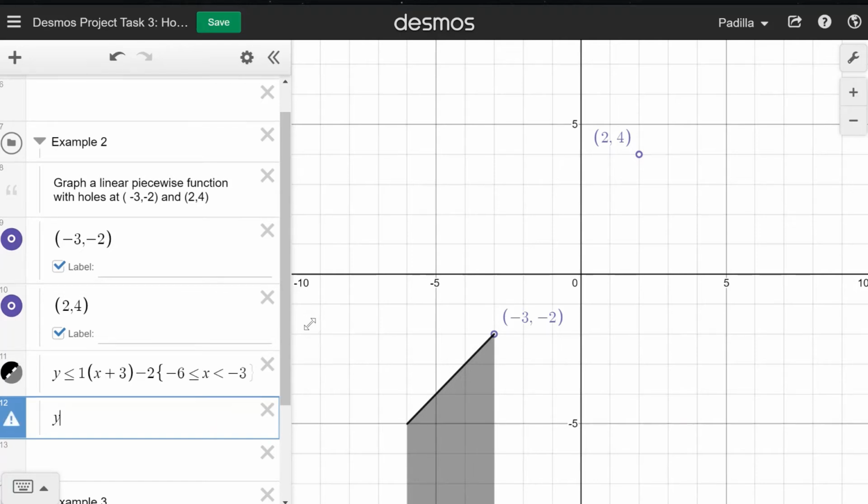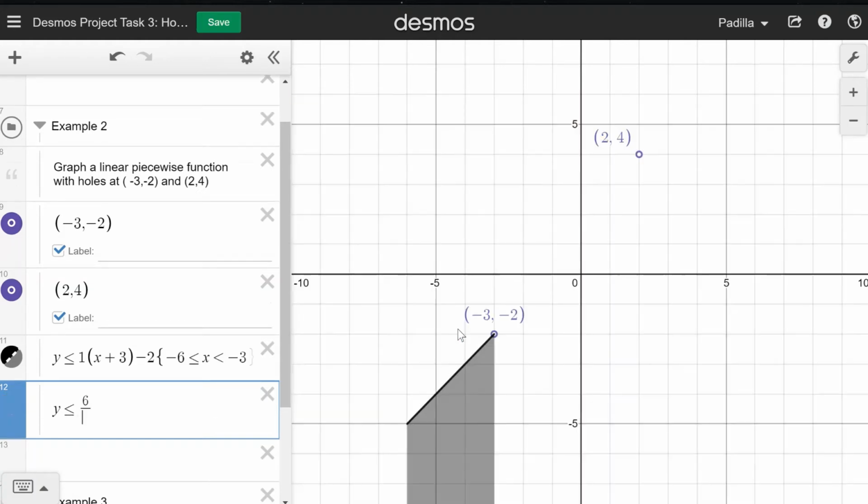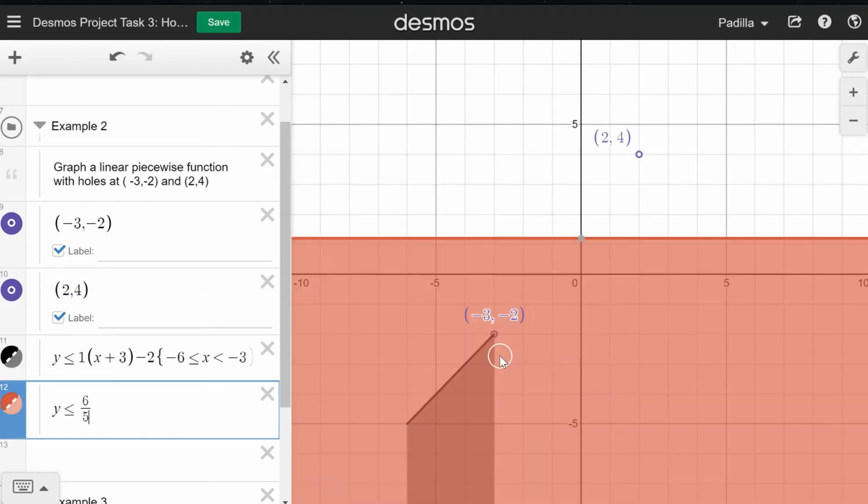So y is going to be less than or equal to... the slope here is going to be a positive one. The rise is going to be from negative 2 to 4, so that's a rise of 6. So I know it's going to be 6 over the change in the x values from negative 3 to 2, which is 5. So it's 6 over 5.